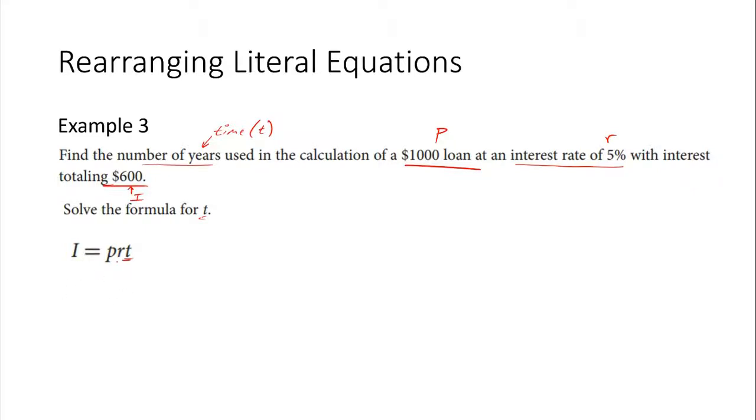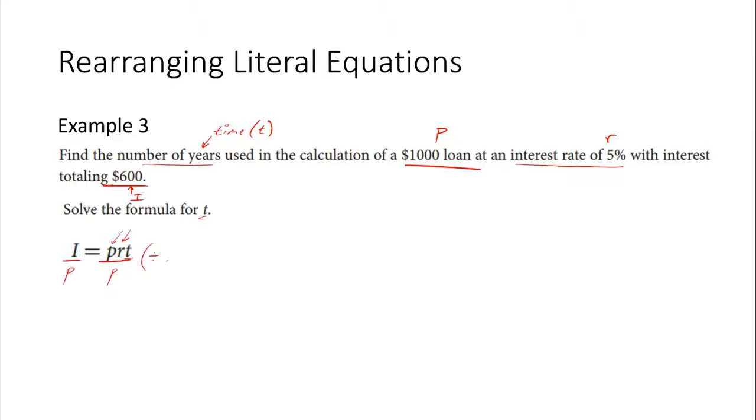All right, so let's solve for t. Let's get t all by himself. Now, who is with t? P and r, right? Now, how do we move p and r away from t? What is p and r doing to t? They're both multiplying, right? So how do you get rid of a multiplying p? Divide, right?